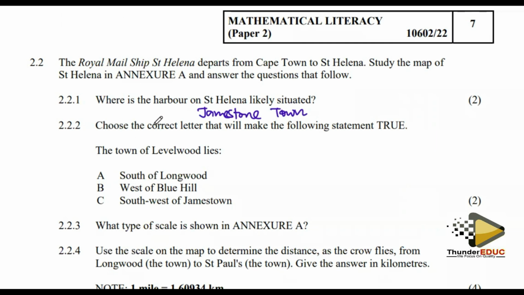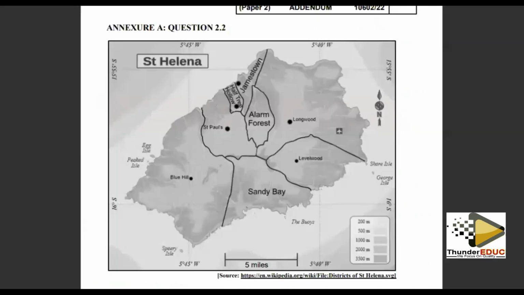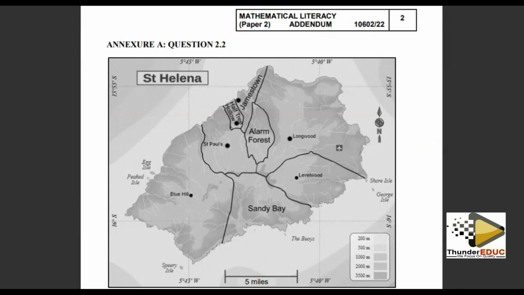All right. Choose the correct letter that would make the following statement true. The town of Leewood lies south of Longwood, west of Blue Hill, southwest of Jamestown. Let's go there and say, the town of Leewood lies south of Longwood. Longwood is, let's say, when we try to put a compass here.